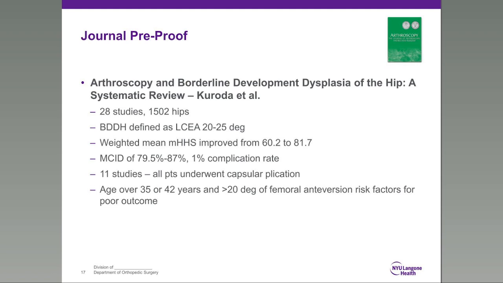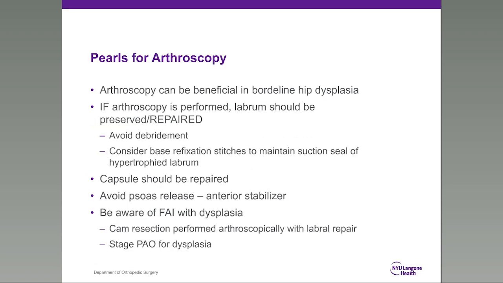And then this is a very recent study in Arthroscopy, a systematic review looking at borderline hip dysplasia. They found significant increases in modified Harris Hip Scores, MCID of about 80 to 85%, with only a 1% complication rate. They found that in 11 studies, all patients underwent capsular plication. Risk factors were age over 35 or 42 and greater than 20 degrees of femoral anteversion in this borderline hip dysplasia group for hip arthroscopy.